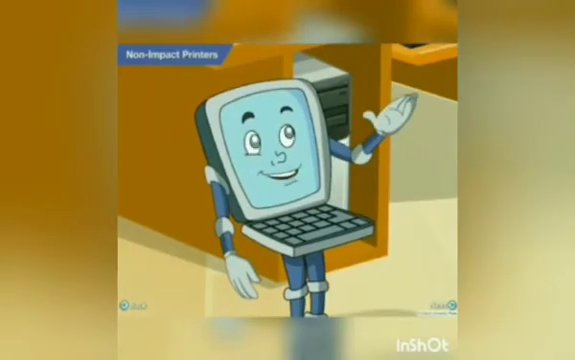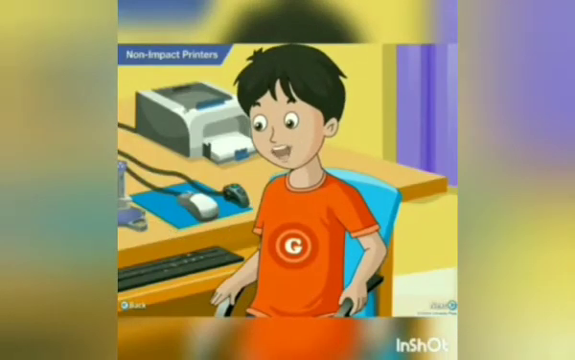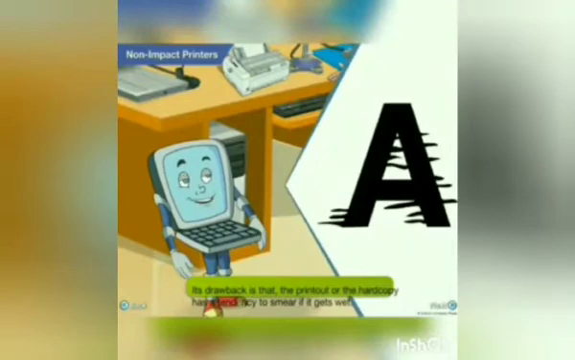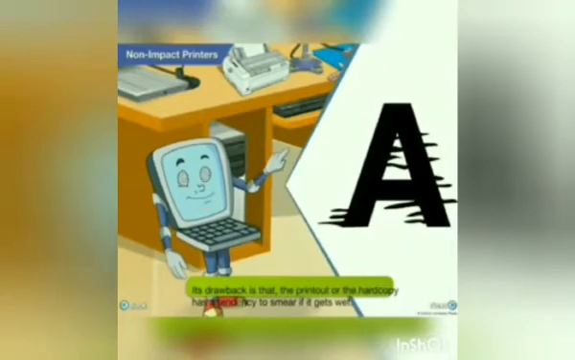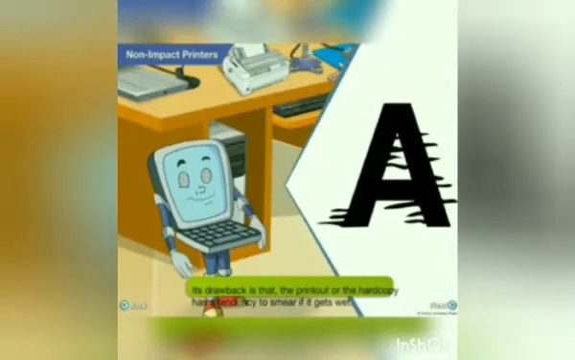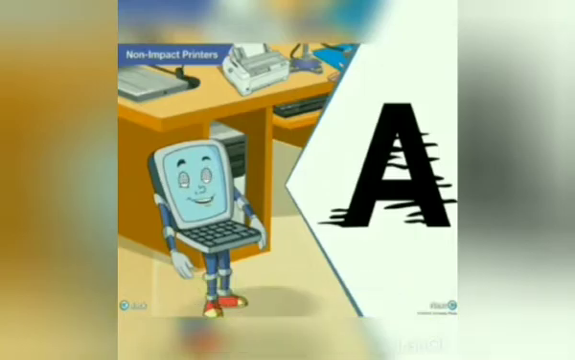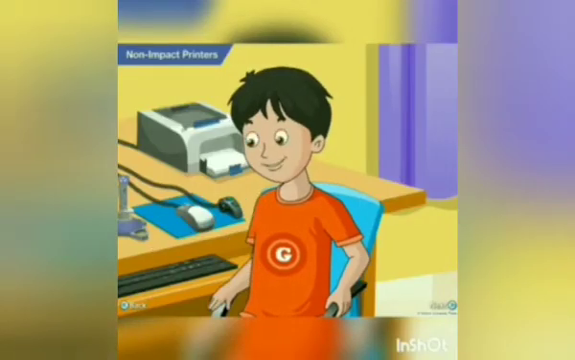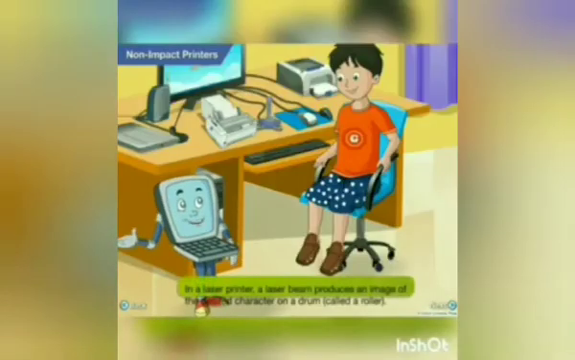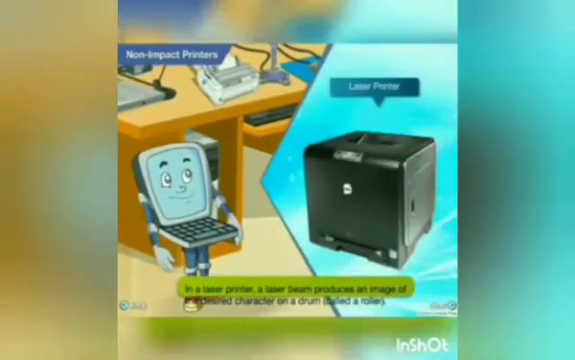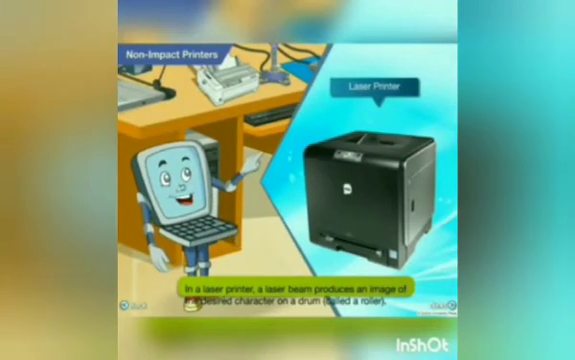Yes, that's right, Goggle. So, an inkjet printer is far better than an impact printer. Yes, but the low-end inkjet printouts have a drawback, in that the printout or the hard copy has a tendency to smear if it gets wet. Okay, Toggle, you also mentioned laser printers. What are they? In a laser printer, a laser beam produces an image of the desired character on a drum, which is also called a roller.